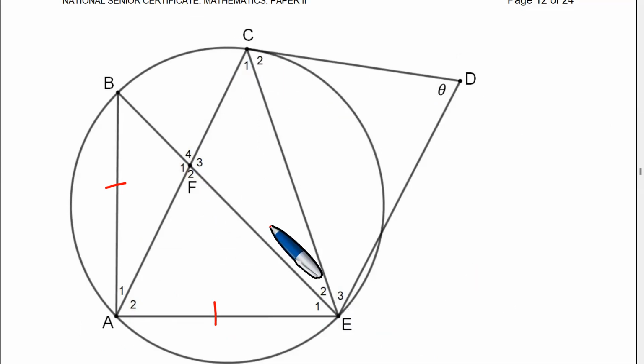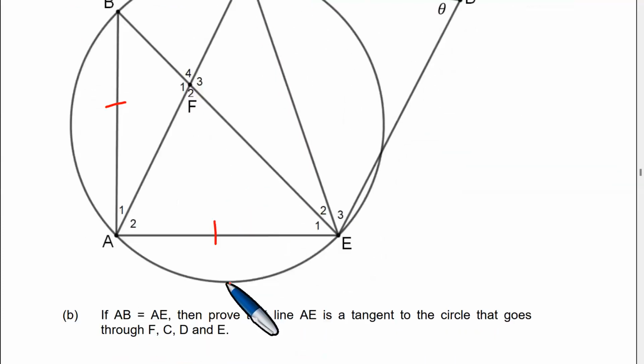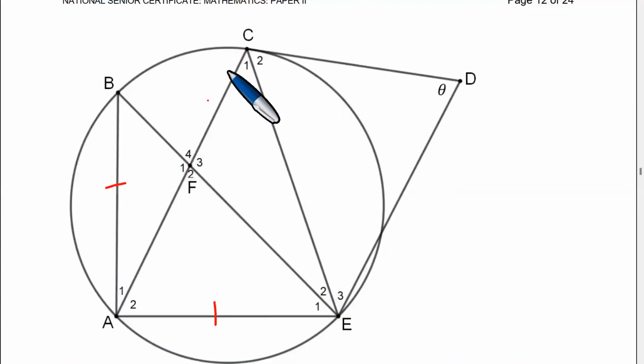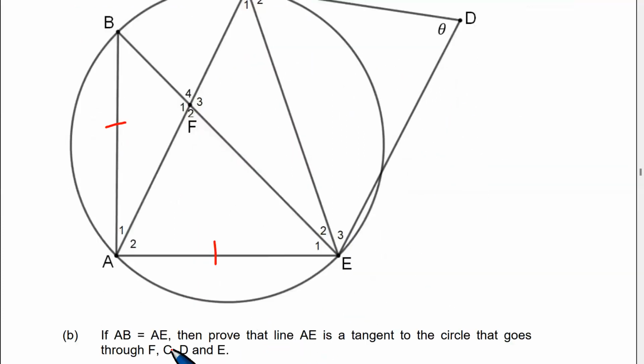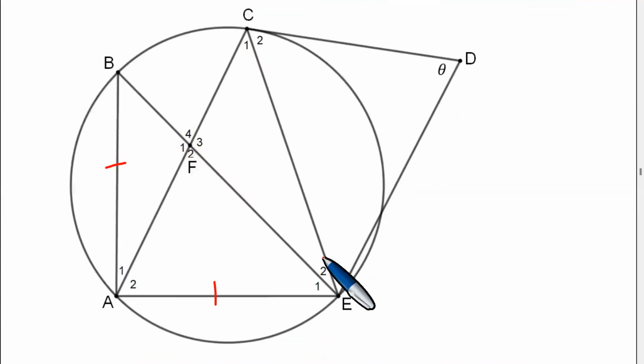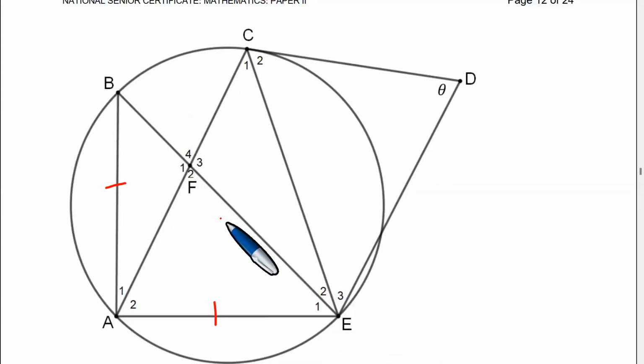If this one is a cyclic quad, now we just need to prove that. In other words, there's a circle that passes through all the points F, C, D, E. Now, what are we supposed to prove? We're just supposed to prove that this AE is a tangent. If AE is a tangent, what does it mean? There's a circle that passes through F, C, D, E, and it means that this one is a tangent. If this one is a tangent, we need to prove that.